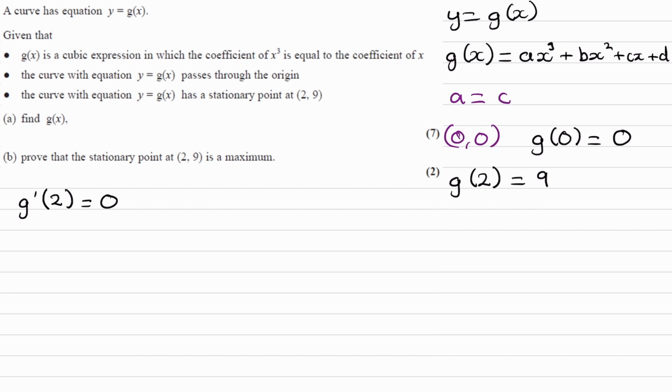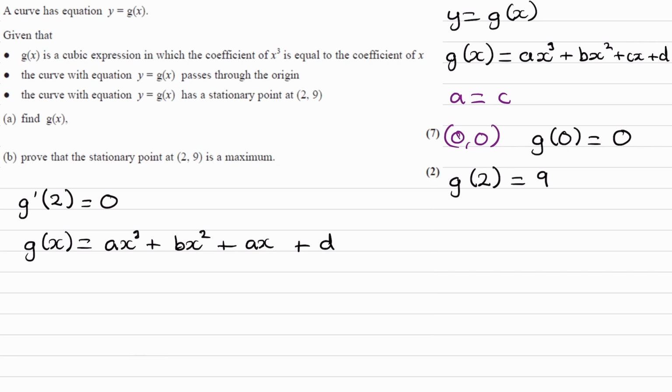Okay, so I'll start applying these points or bits of information to our function. So I'll start with the first bullet point, a is equal to c. That means we can write g of x as ax cubed plus bx squared plus ax. So I've replaced the c with a, and then plus d at the end.